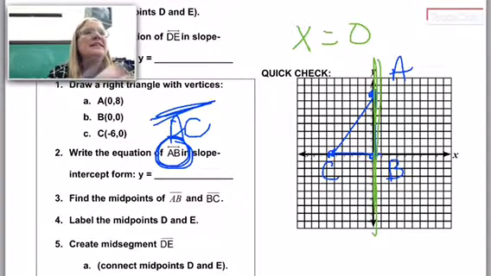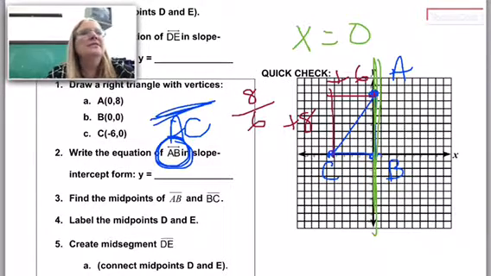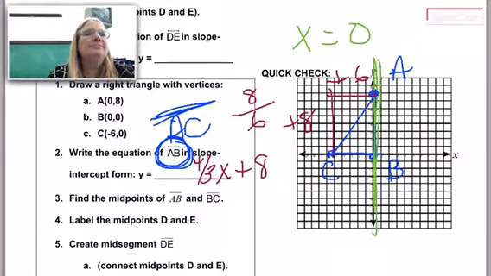The equation of AC, it crosses y at 8. And so we just need the slope. So if we do rise over run, we go up 8. So that's a positive 8. And we go to the right 6. It's a positive 6. 8 over 6 is simplified to 4 over 3. So the equation is y is equal to 4/3 x plus 8.